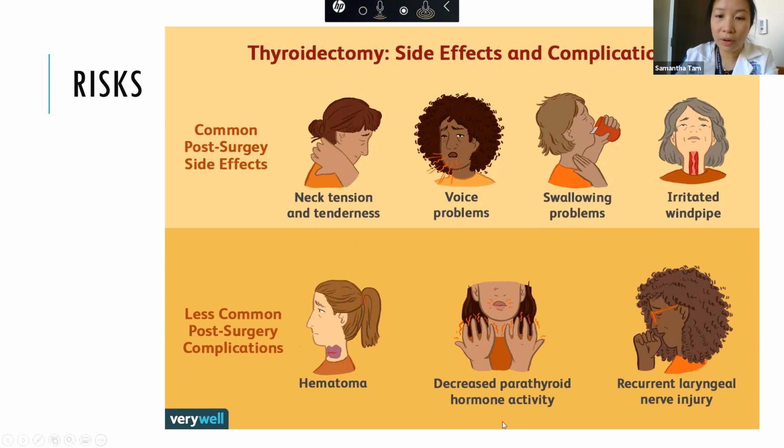You can have decreased parathyroid hormone activity. The parathyroids are 4 glands that sit behind the thyroid gland. During thyroid surgery, we look specifically for these glands so we don't take them out. They help us control the calcium levels in our blood. The difficulty is that even if we keep those parathyroid glands in, if you touch them a little bit funny, they can get quite sensitive.